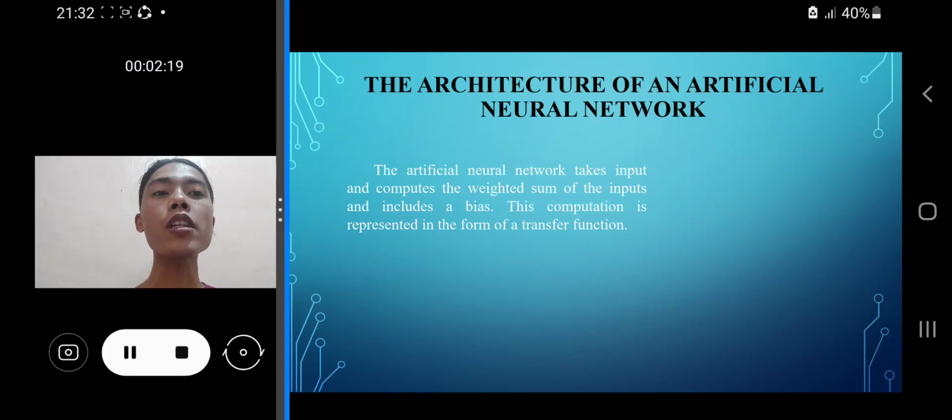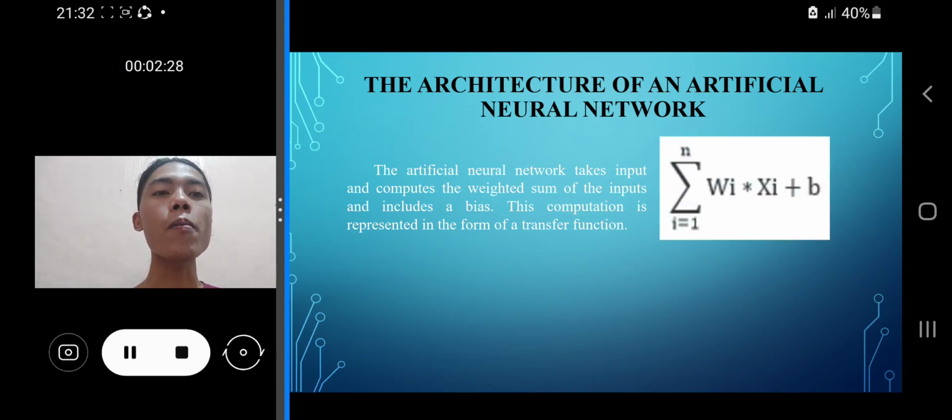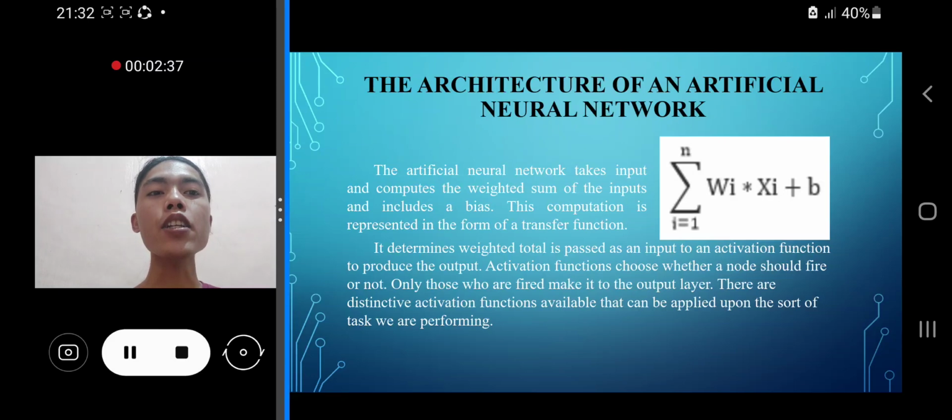So, the artificial neural network takes input and computes the weighted sum of the inputs and includes a bias. This computation is represented in the form of a transformation function. So, these are the formulas for how they compute to get the output. The weighted total is passed as an input to an activation function to produce the output. Activation functions choose whether a node should fire or not. Only those that fire make it to the output layer. There are distinctive activation functions available that can be applied depending on the sort of tasks we are performing.